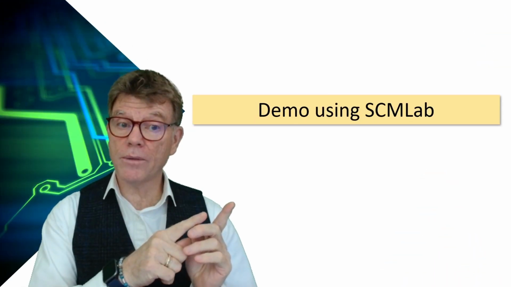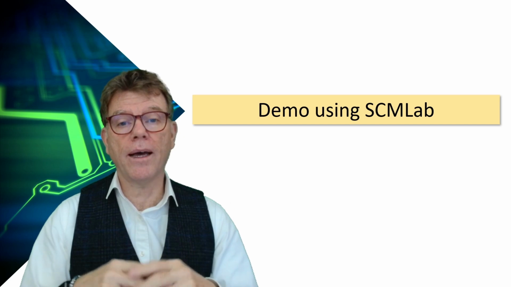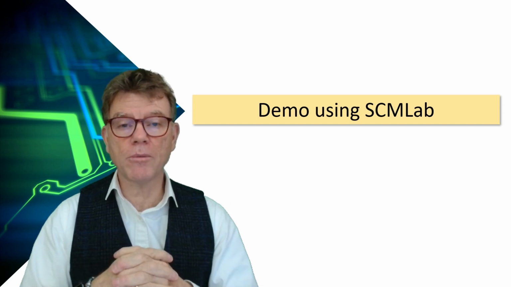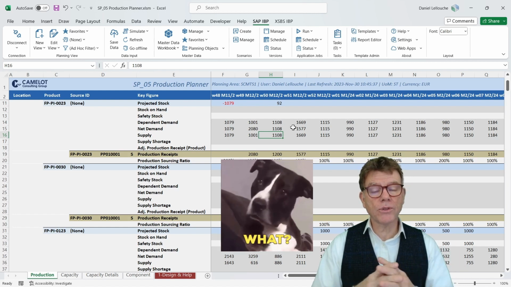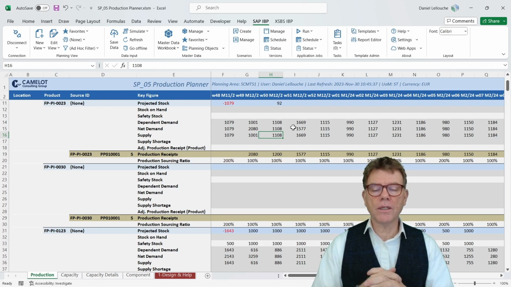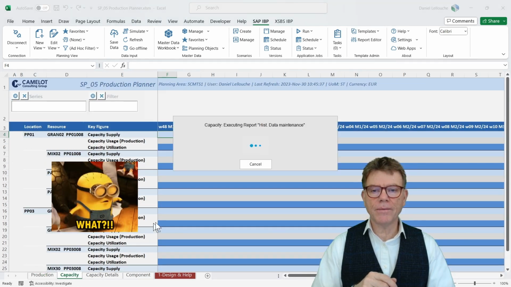Time for the demo now. Let's go over the master data and the utilization of those resources in IBP. For the demo, let me start from the end of the story, which is here, for instance, in the production planner of our solution, SCM Lab. We see that the planning has given for this product certain production receipts with those quantities per period, which have a consequence on the capacity.